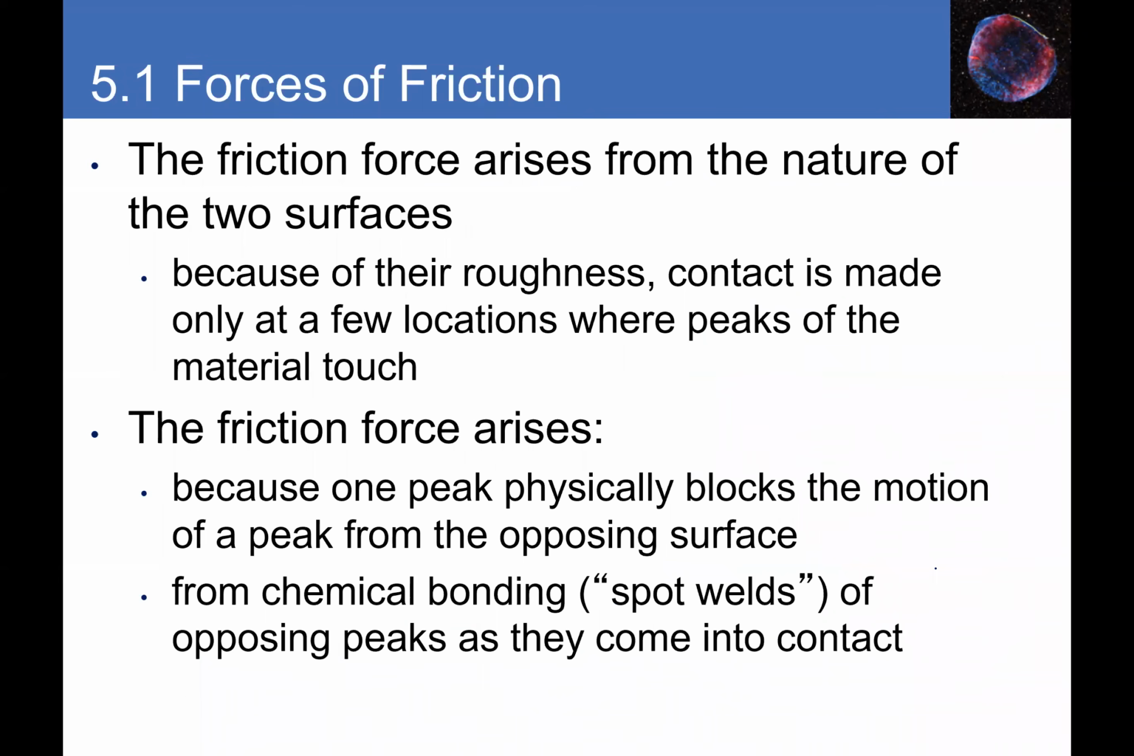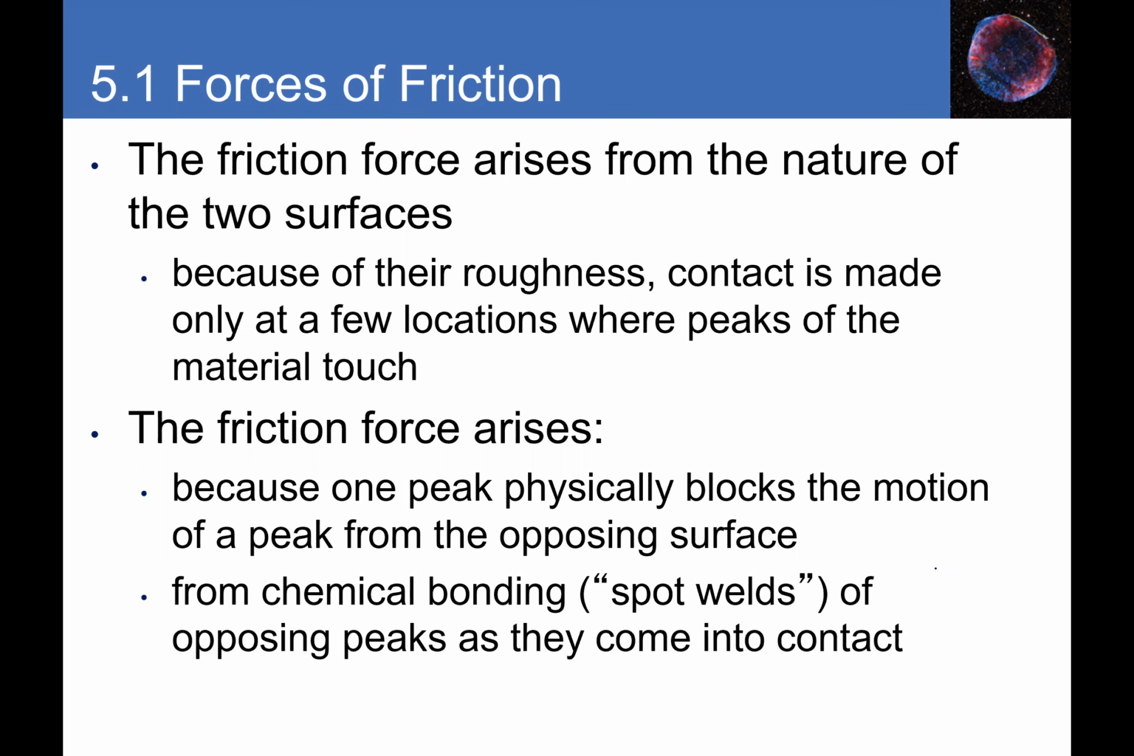All right, so friction force arises from the nature of two surfaces. Because of their roughness, contact is made only at the few locations where peaks of the material touch. So the friction force arises because one peak physically blocks the motion of the peak from the opposite surface. Even smooth surfaces always have imperfections. If you go to a microscopic level, you will see some bumps and peaks.